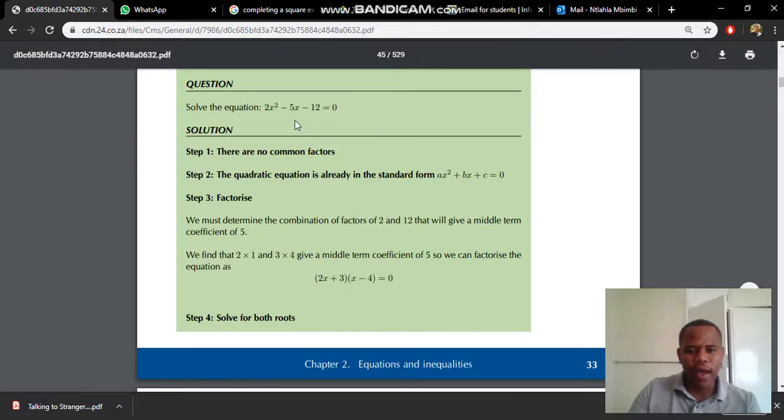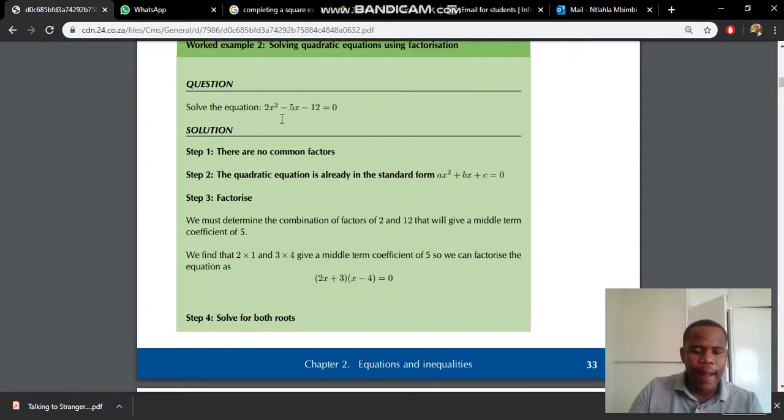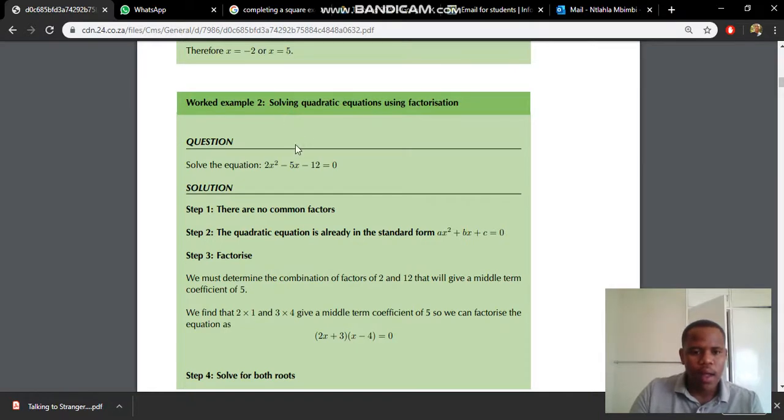So we have a second question. We have 2x squared minus 5x minus 12, and we have to factorize that, and you can clearly see there's no common factor there. And it's already in that form. So you can simply go and factorize. We must determine the combination of factors of 2 and 12 that will give a middle term with a coefficient of 5, right? Again, that's just factorization.